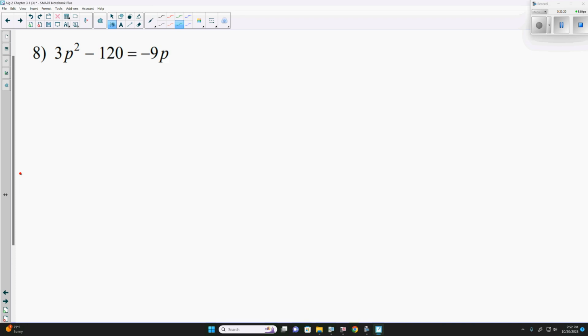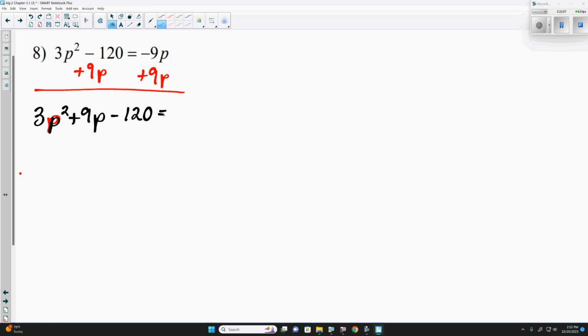Let's look at this one here. Now, what's different about this one from the previous ones? Well, it's not 0. Yeah. So to be able to solve this, we need to get this equal to 0. So we can add 9p to both sides. Now on the left-hand side, there are no like terms, so we'll just add it to the equation. So we'll have 3p squared plus 9p minus 120. Well, negative 9p plus 9p is 0.